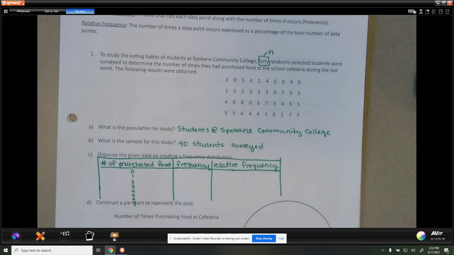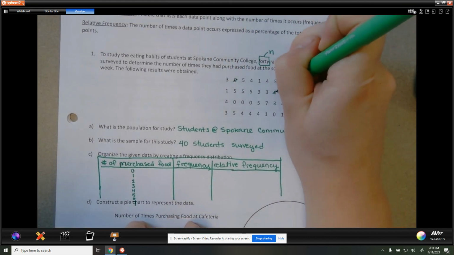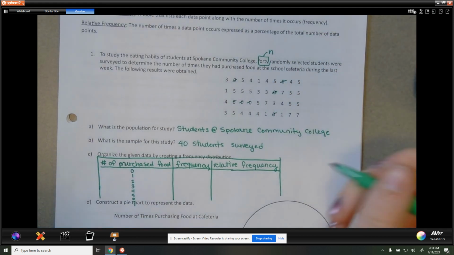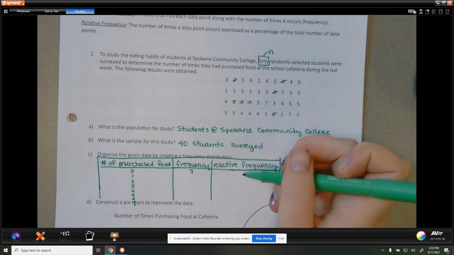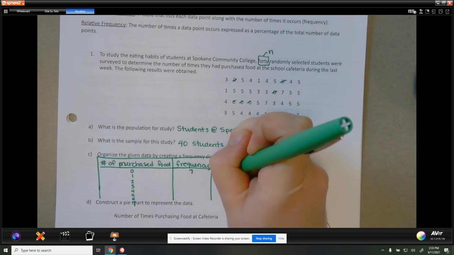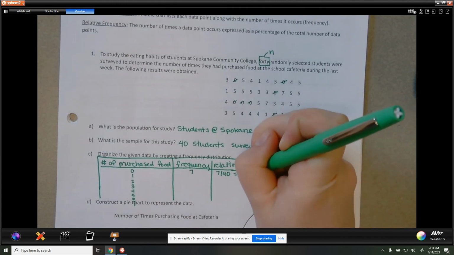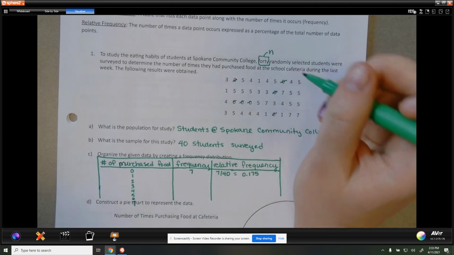So for 0, I'm going to cross out as I go, 1, 2, 3, 4, 5, 6, 7 zeros on here. So then my relative frequency would be 7 divided by 40, which is 0.175.